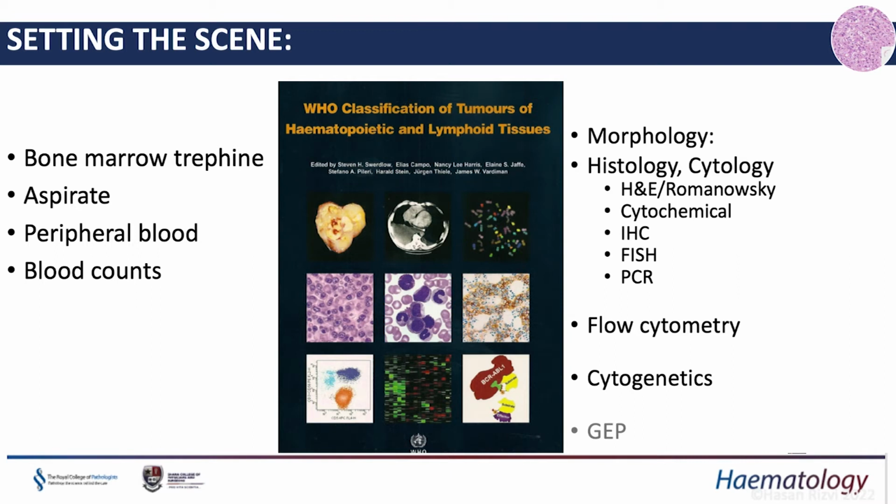This is what the current WHO classification looks like. There's a new one coming out this year, but this is the 2016/17 version. It integrates findings from morphology, histology, and cytology, then cytochemical stains, immunohistochemical stains, and then molecular testing like FISH and PCR. Next generation sequencing or gene expression profiling is still something which has not made it to the current WHO classification, and that's why it's in green on this gray screen.